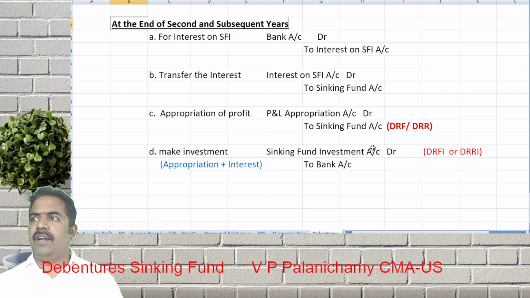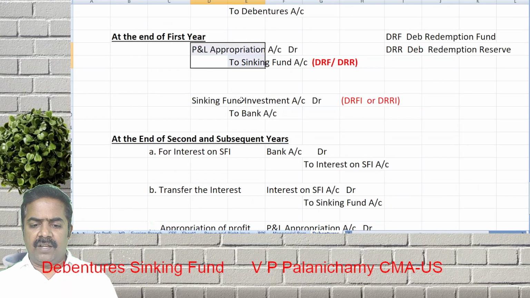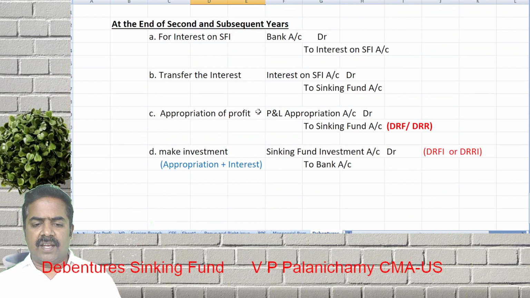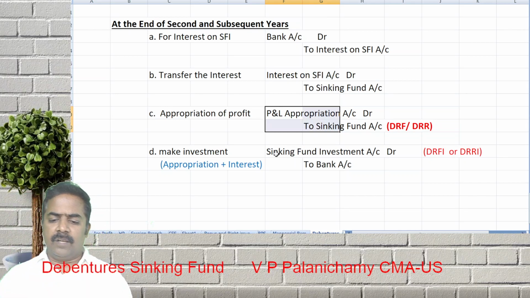In the first year, only two entries. What entries? Create the fund, invest the money. That's all. From the second year onwards, get the interest, transfer the interest, then which one? Take the money from the P&L account and make what?